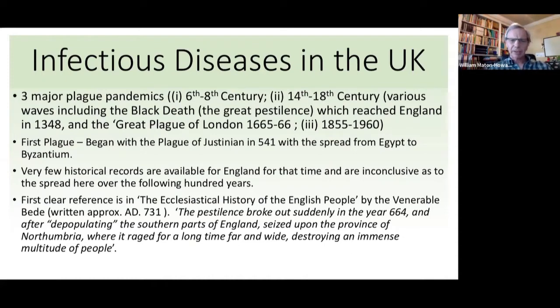We see in his words, which are translated from the Latin, he wrote in his Ecclesiastical History, the pestilence broke out suddenly in the year 664, and after depopulating the southern parts of England, seized upon the province of Northumbria, where it raged for a long time, far and wide, destroying an immense multitude of people.